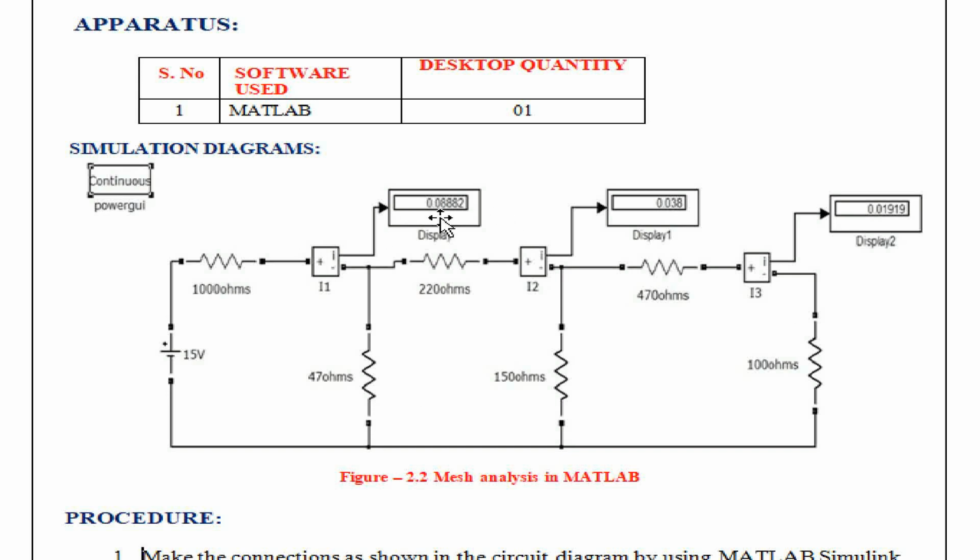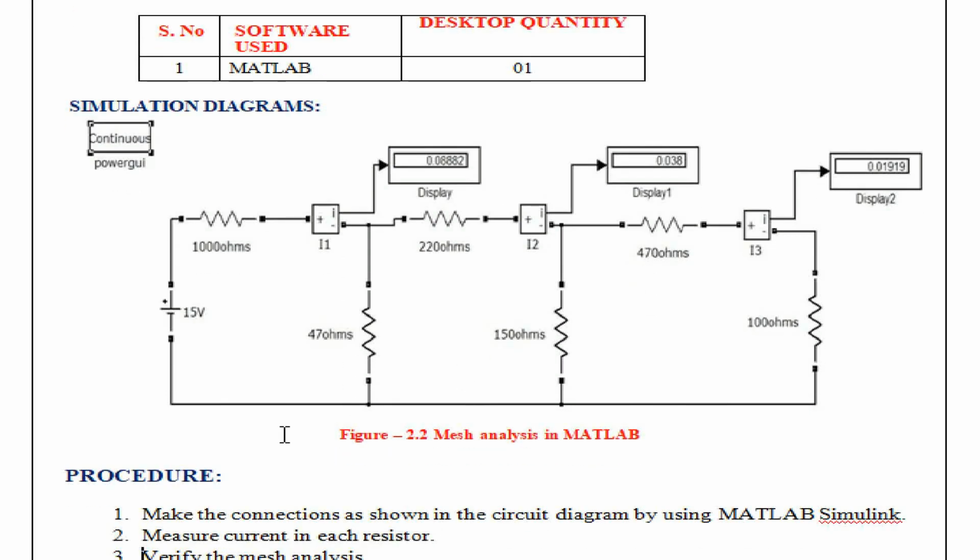Here it is recorded as 0.08882, 0.038, and 0.01919 when 15 volts is applied. These values are nothing but loop current I1, loop current I2, and loop current I3.